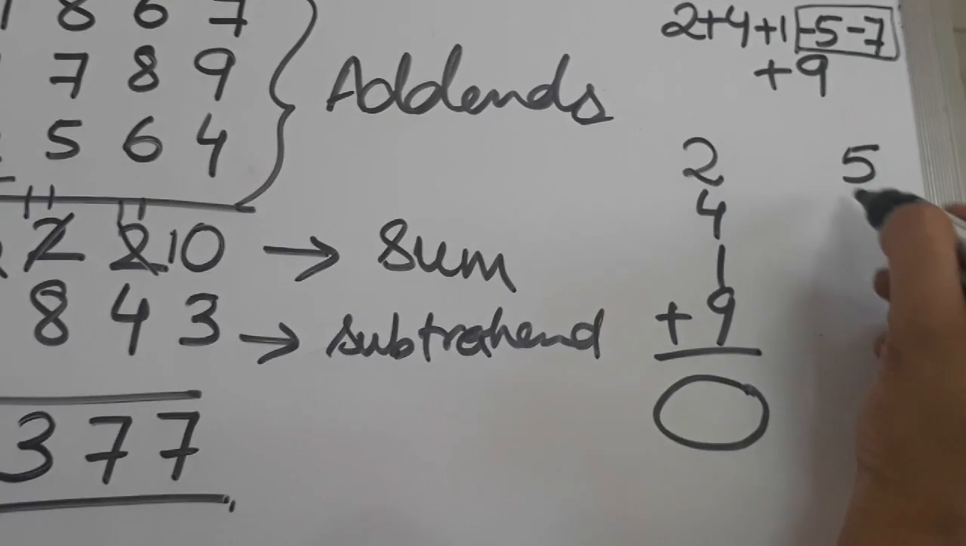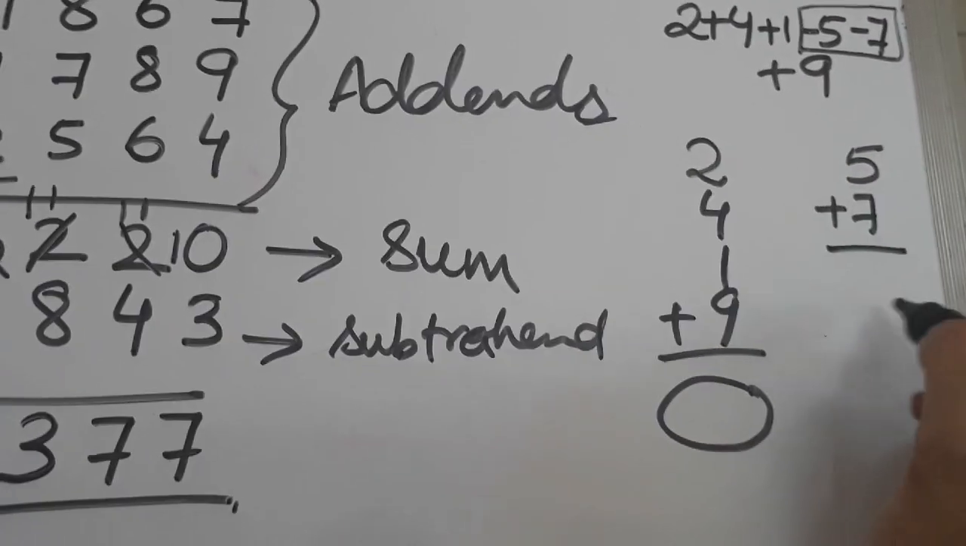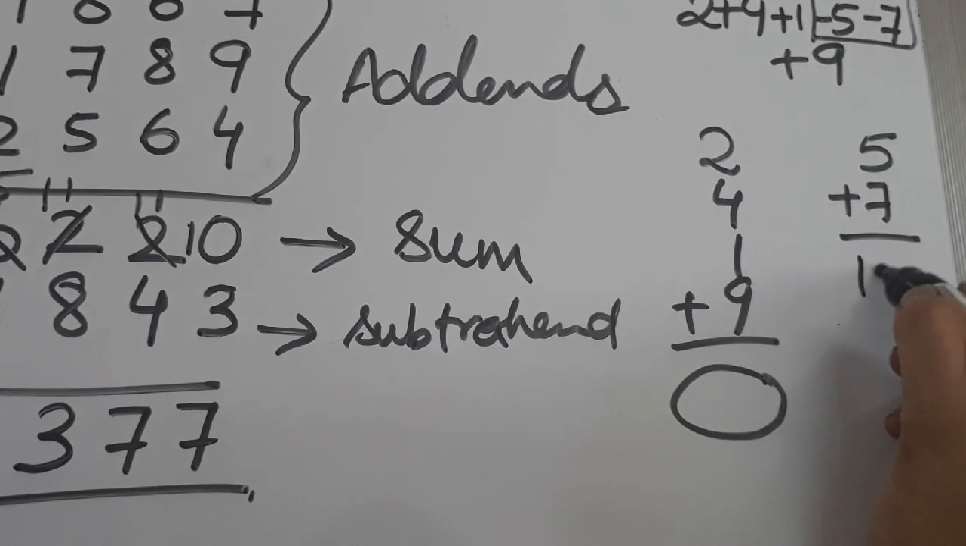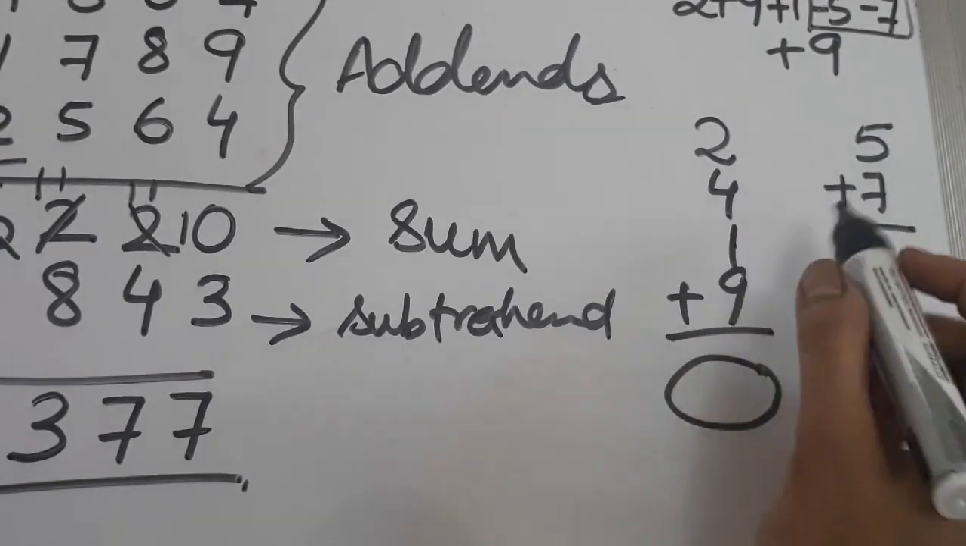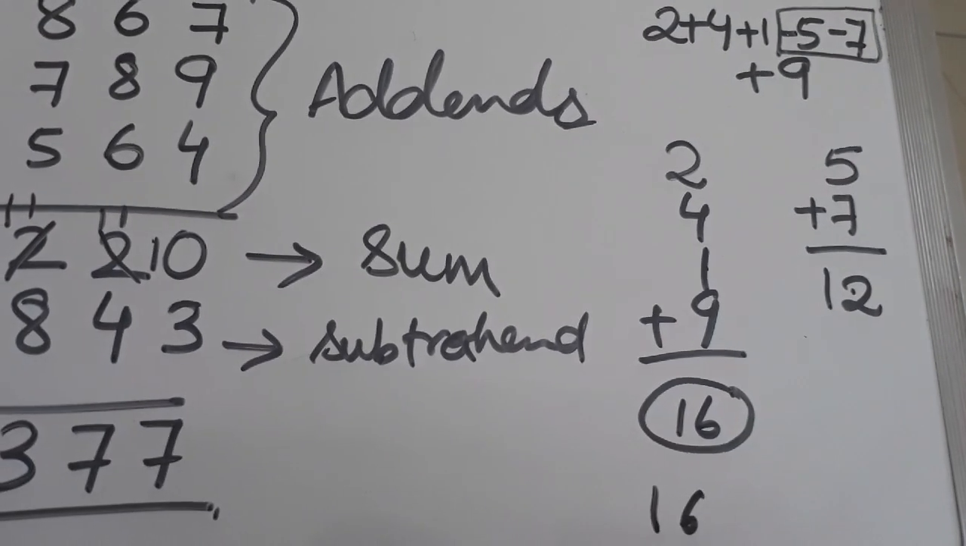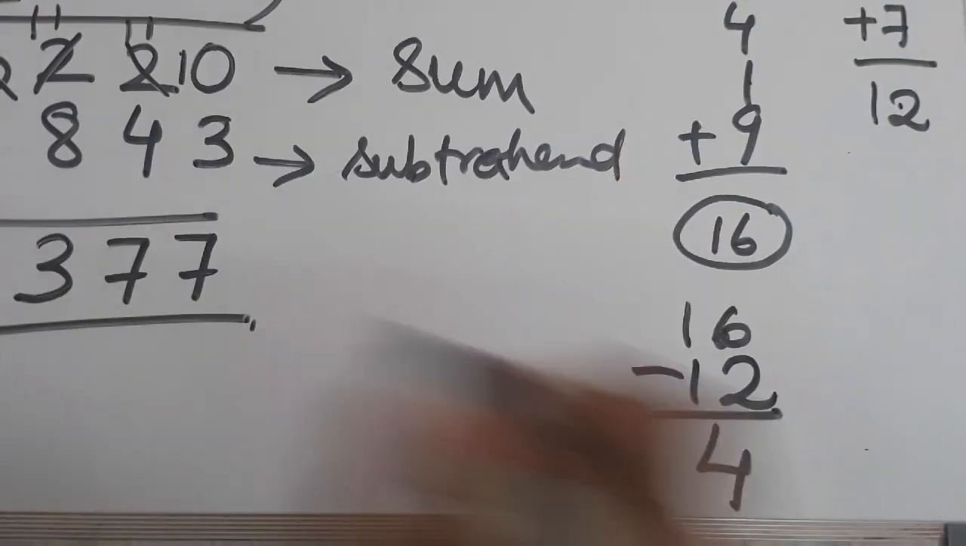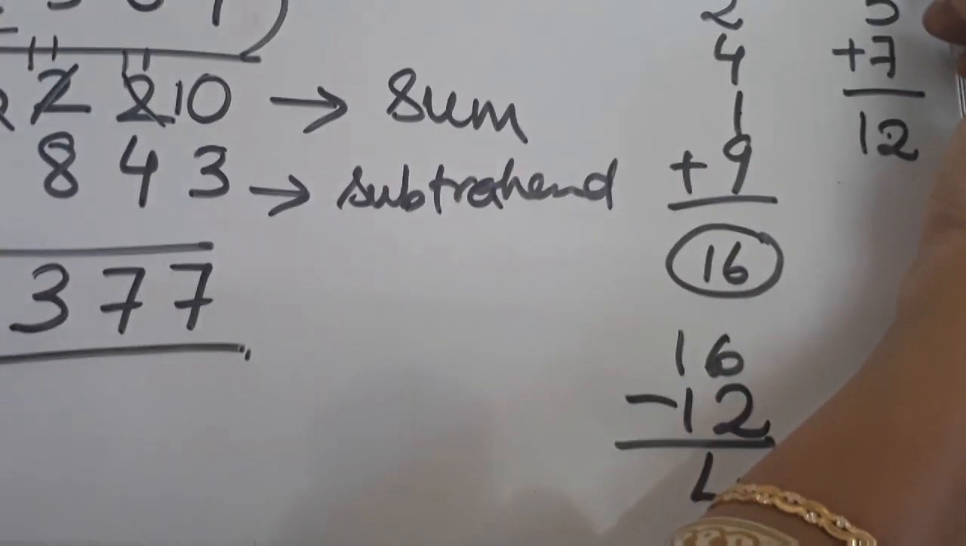Then we first add the subtraction numbers. 5 and 7 are the minus numbers, so we will add these first. So we'll get here 12, and here 10 plus this 16. Okay, then we will do 16 minus 12, and the final answer we will get here is 4. So this is the way we have to follow.